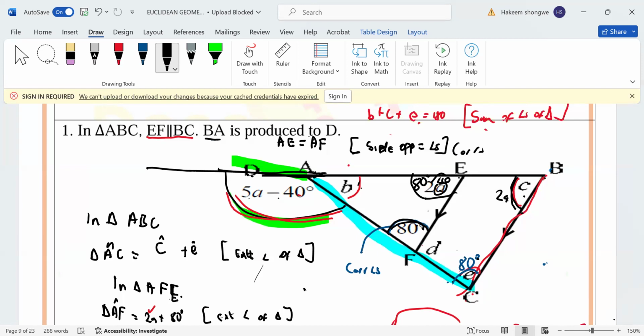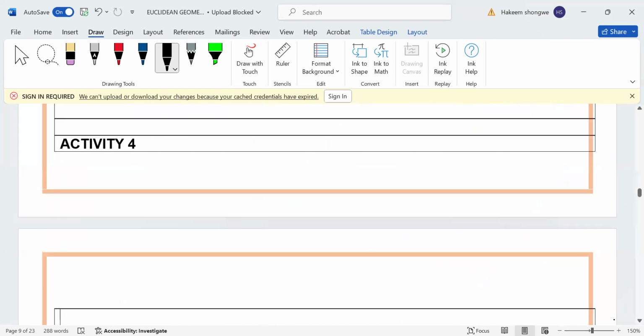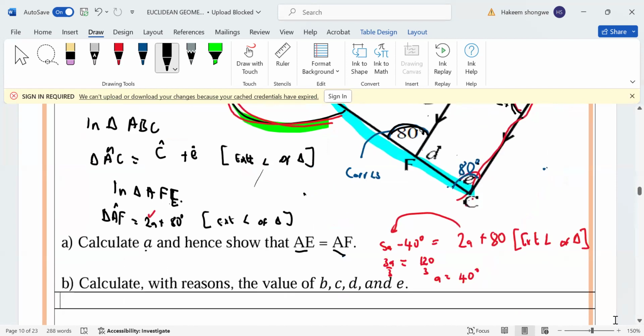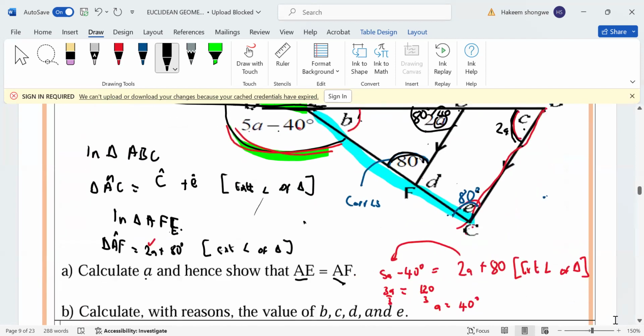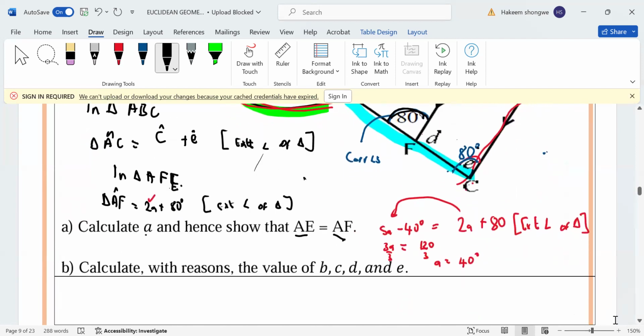80 plus 80 plus B is going to give us 180. Yeah, but when you're doing this, tell them which triangle you are talking about. Which angle is giving you the 180? Because there are 2 triangles there. Which one are we talking about then? It's triangle AEF. So you say in triangle AEF, you are going to have 80 plus 80 plus B equals 180 degrees, sum of angles in a triangle.